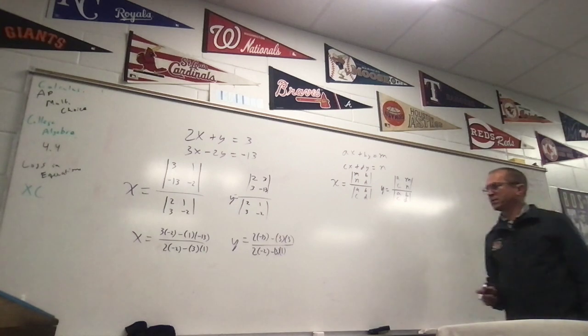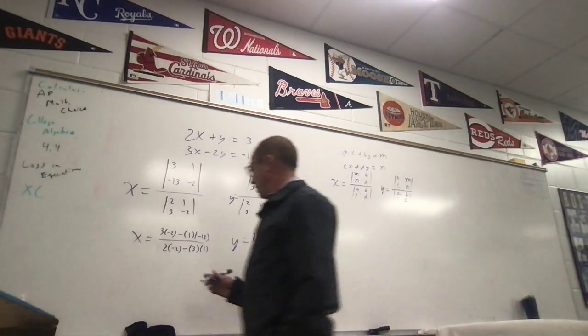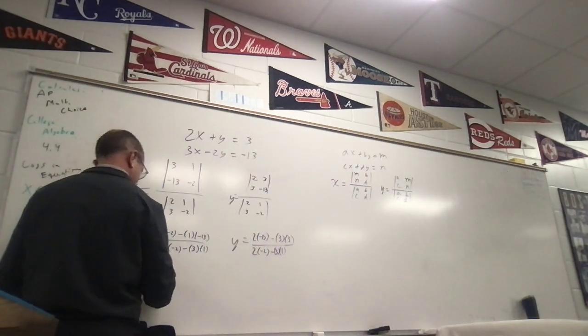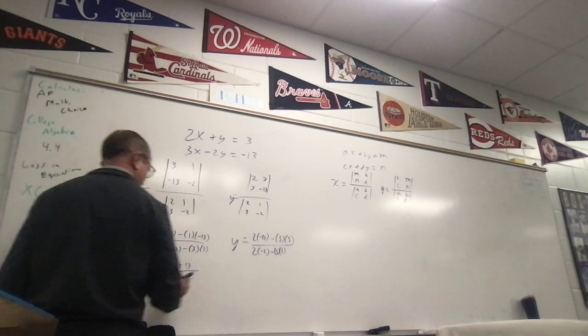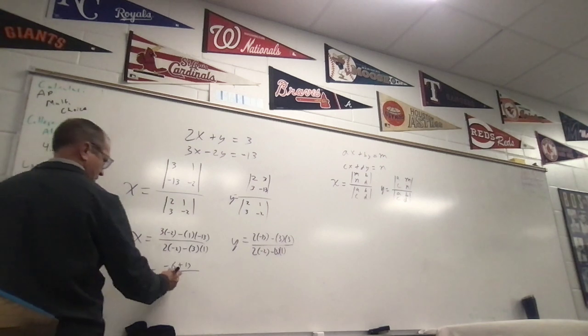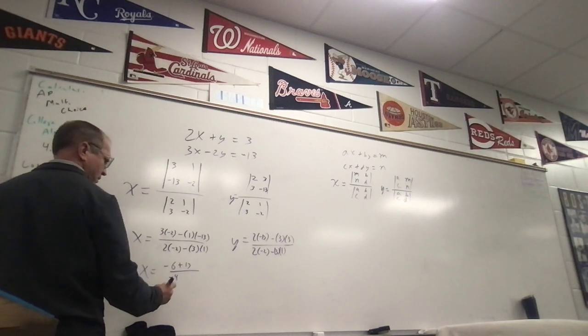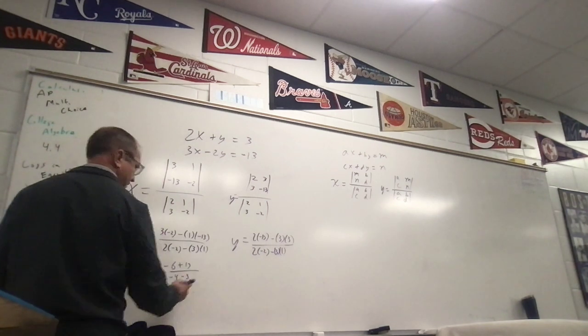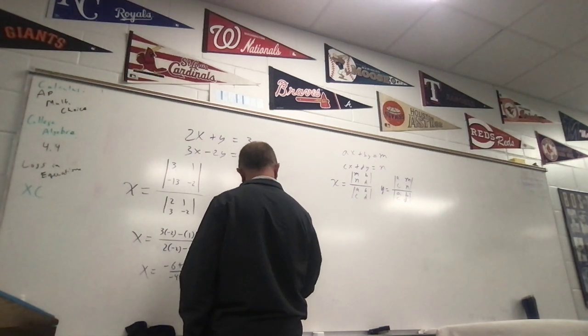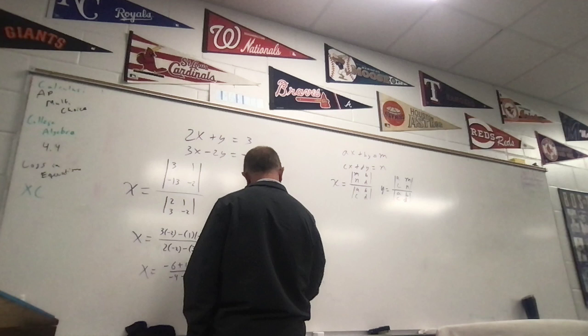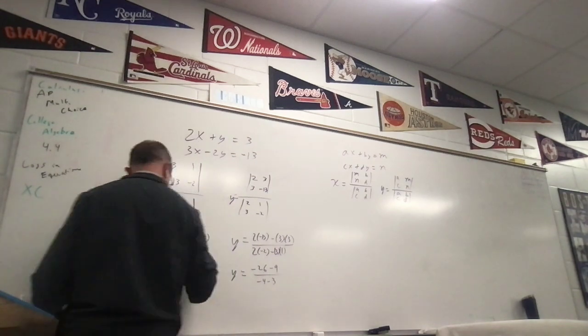Okay, 3 times -2, -6, plus 13, over -4 minus 3. Okay. And here I have negative 26 minus 9 over negative 4 minus 3. Okay, so what's negative 6 and 13?